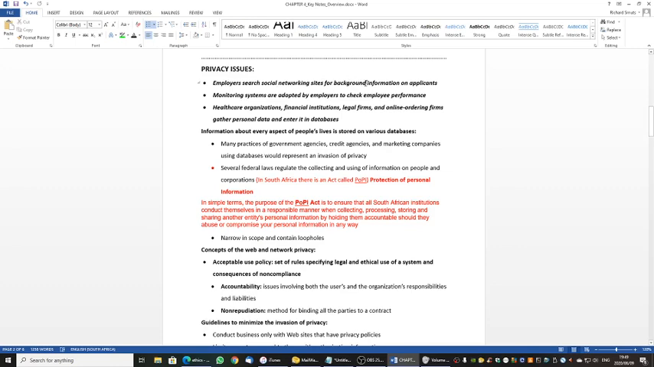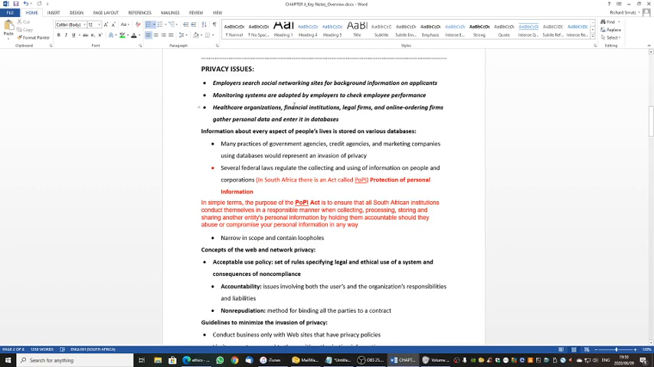Employers search social networking sites for background. So you apply for a job, for example, and they will go and have a look at your Facebook profile, and you would not be hired because of something that you happen to post on your Facebook profile or your Twitter or your Instagram. Monitoring systems are adopted by employers to check employee performance. In other words, you are being followed at work.